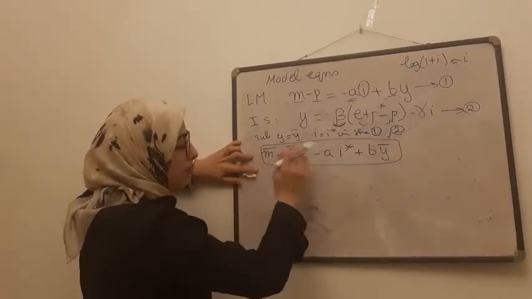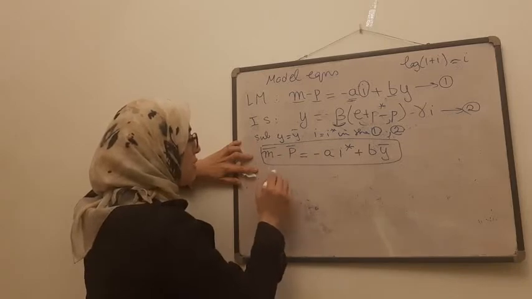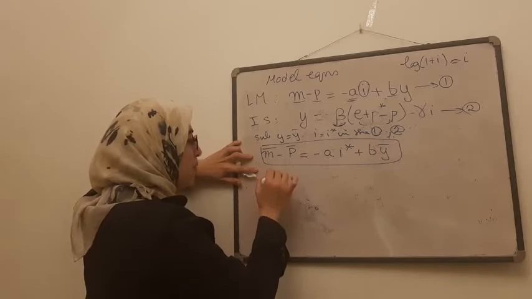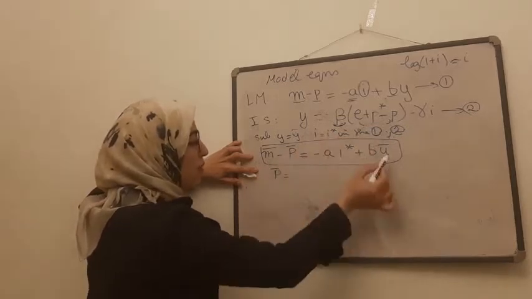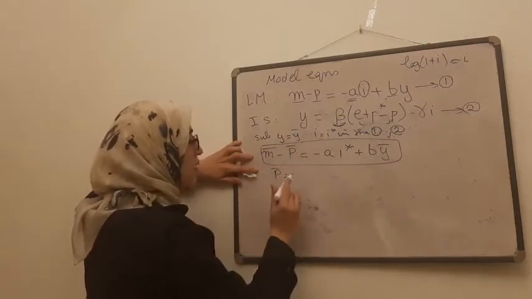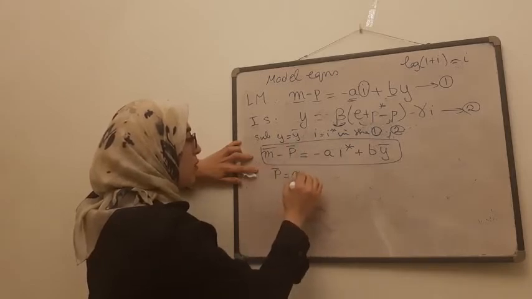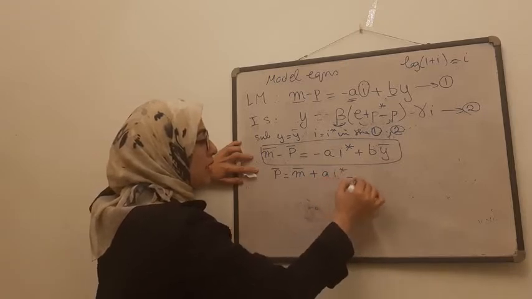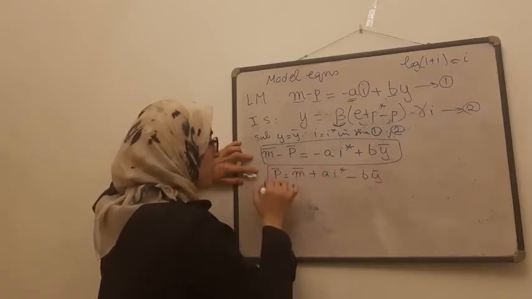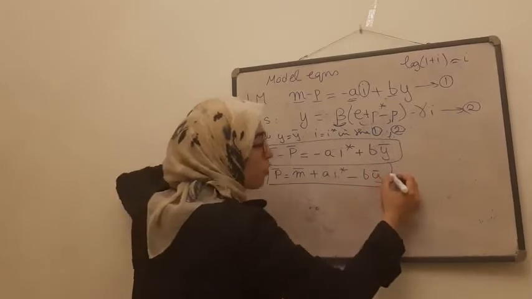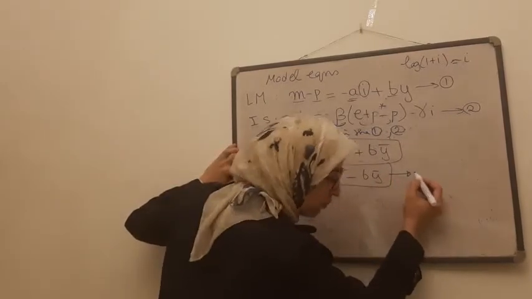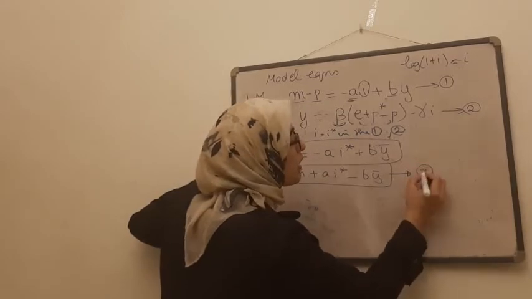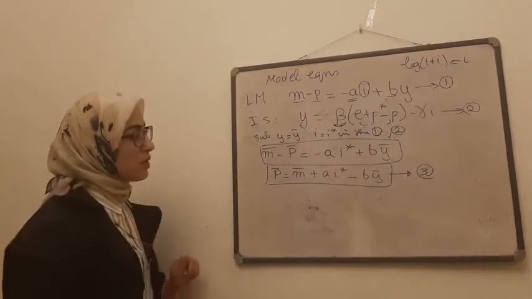Then I can rearrange it and write it as p bar equals m bar, plus a I star, minus b Y bar, moving the p bar to the right hand side. This equation I will call equation 2, no, equation 3, because we already called the earlier one equation 2. So this is equation 3.